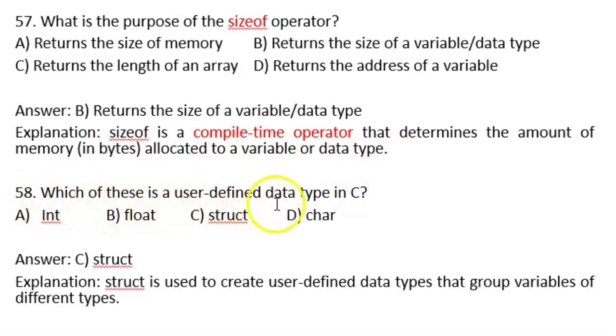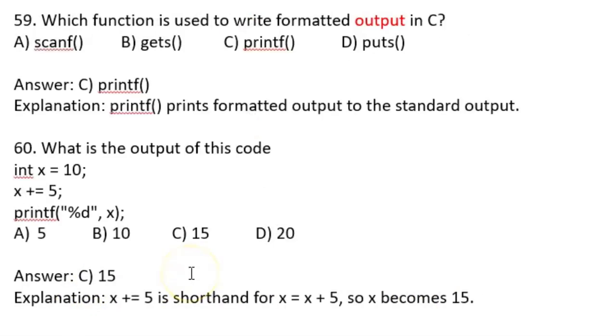Question 58. Which of these is a user-defined data type in C? A, int. B, float. C, struct. D, char. Struct is used to create user-defined data types that group variables of different types.